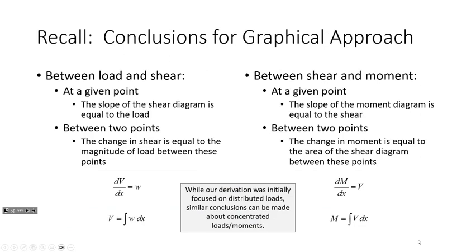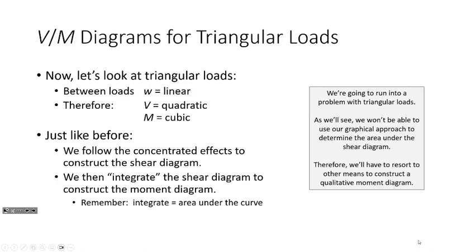And really, those are just fancy ways of saying that at any given point, the slope of the shear diagram is equal to the load, and that between any 2 points, the change in shear is equal to the magnitude of load. And we can make similar observations for moments, between shears and moments.